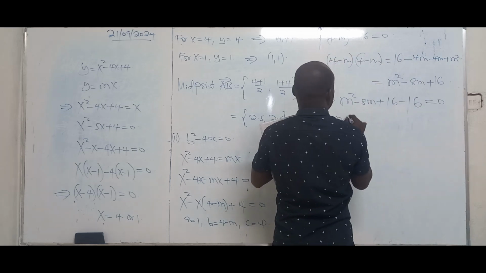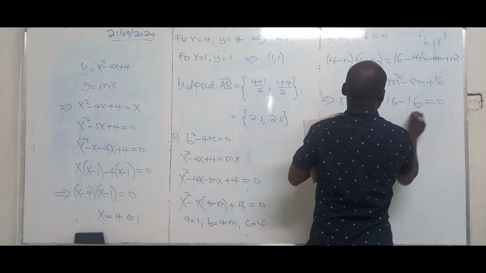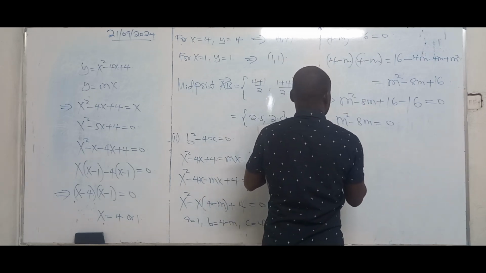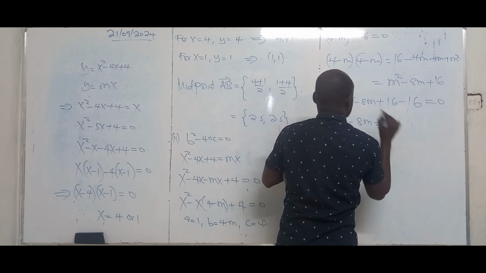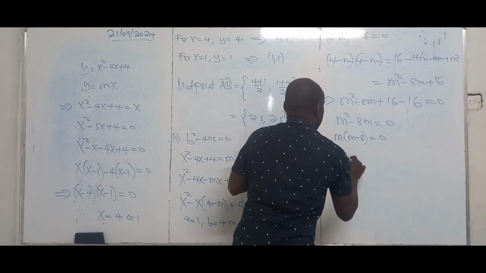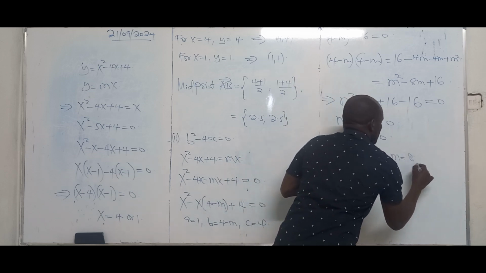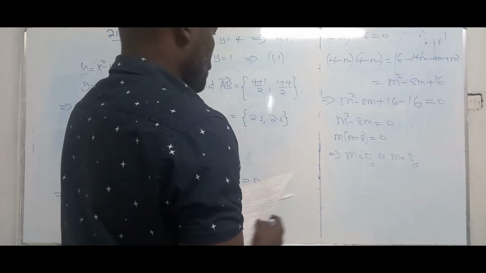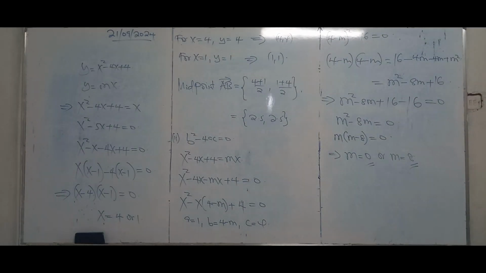So that means that I have m squared minus 8m is already 0, is equal to 0. I can factorize m, so that I have m into m minus 8 is equal to 0. That implies that m is equal to 0 or m is 8.